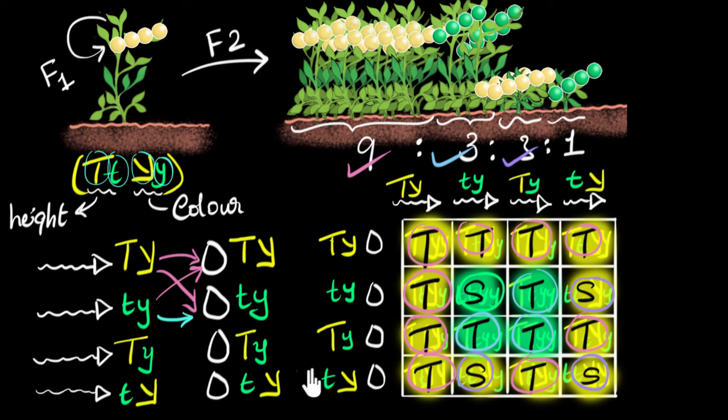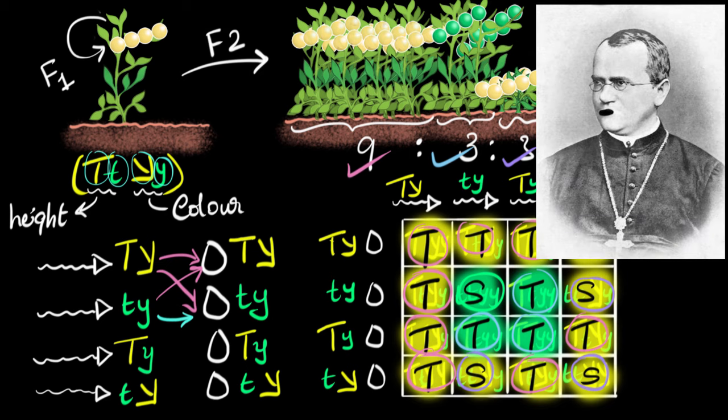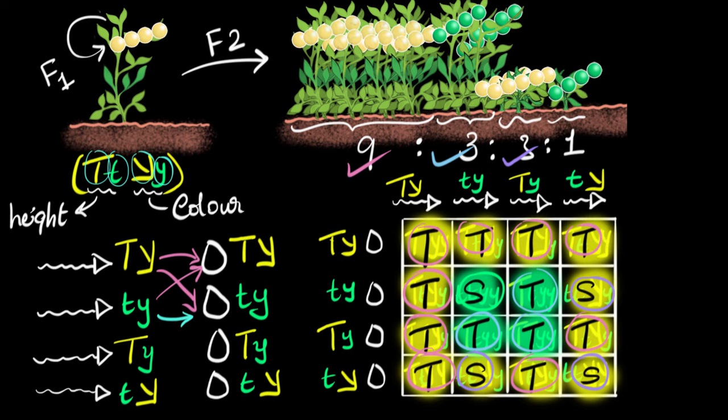So indeed, this conclusively proves that the traits passed on are sorted independently, not as a package, proving his law of independent assortment. Good job, Mendel. Thank you, thank you. So that's pretty much it.